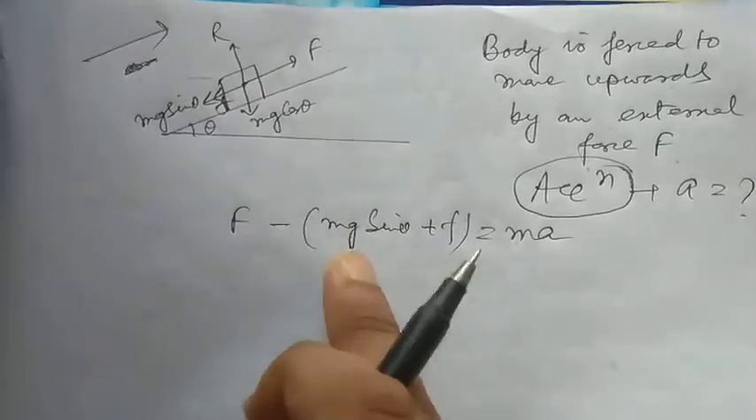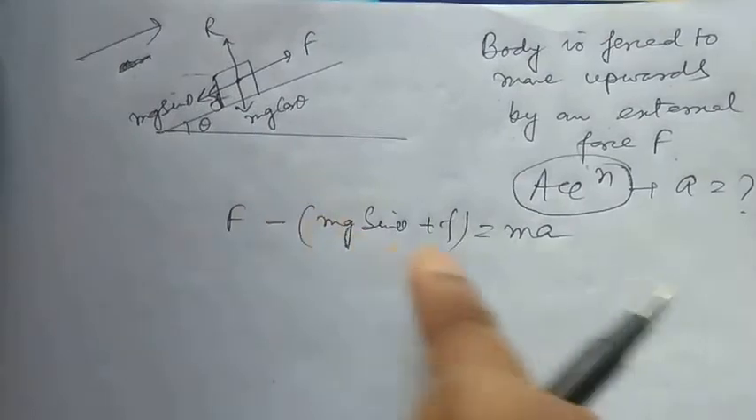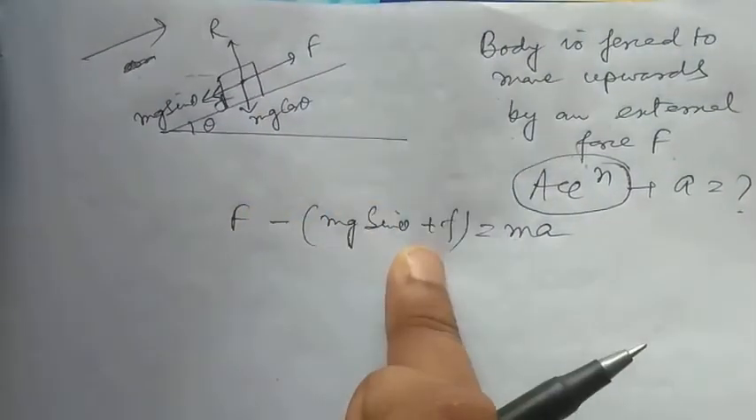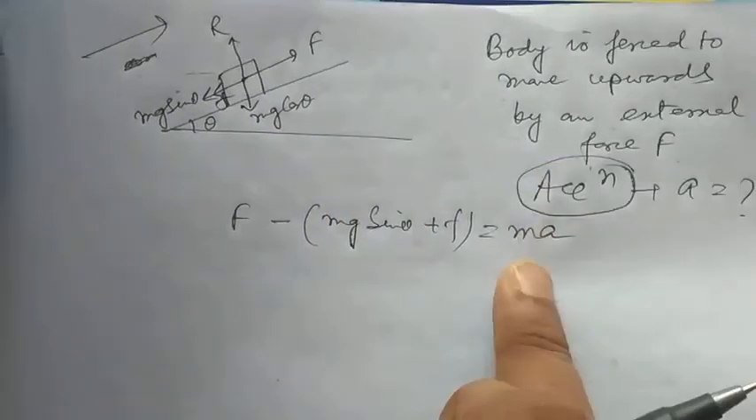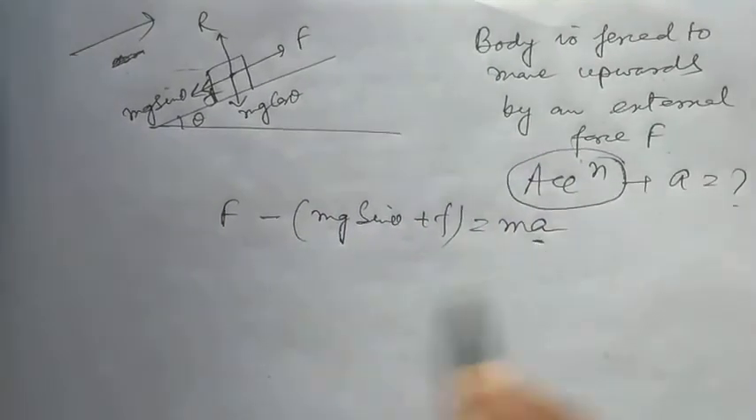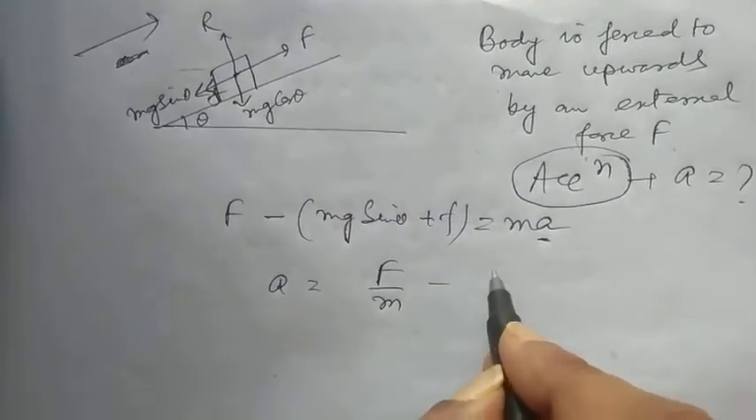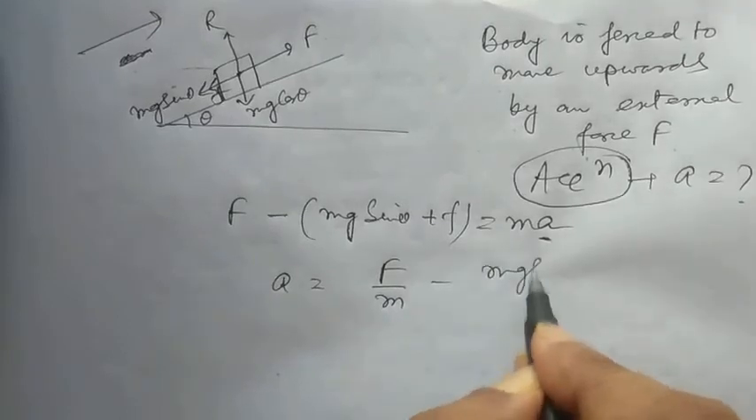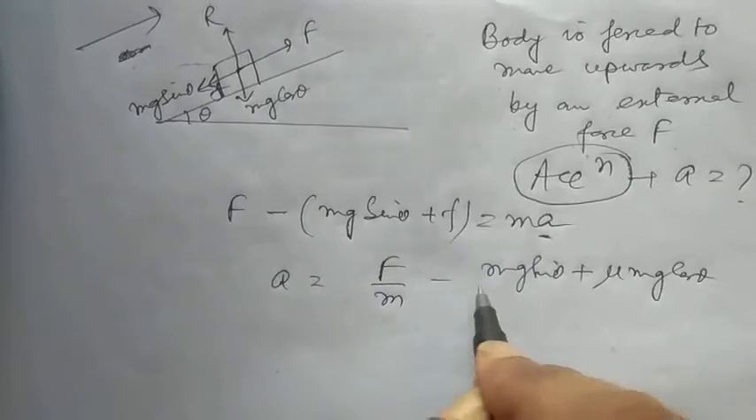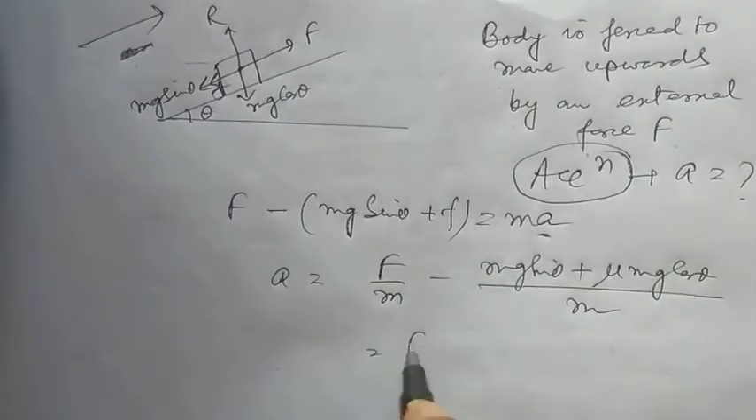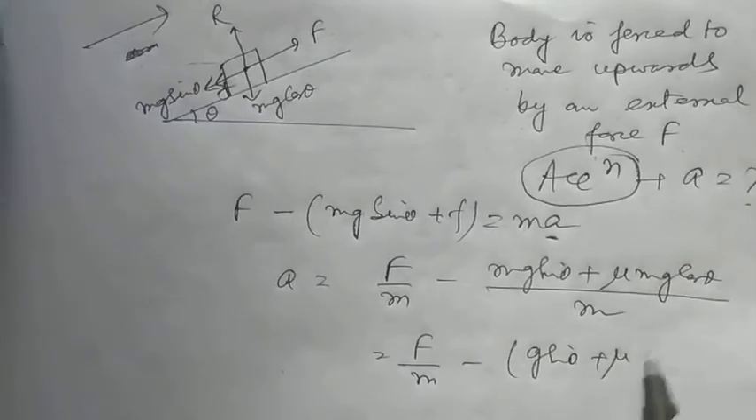So F minus mg sin theta plus f. This amount of force is acting in the downward direction. So the value of F must be greater than these two forces so that the body can move upwards with an acceleration. So the value of a here, we can write a as F by m minus mg sin theta plus mu mg cos theta by m. So F by m minus g sin theta plus mu cos theta.